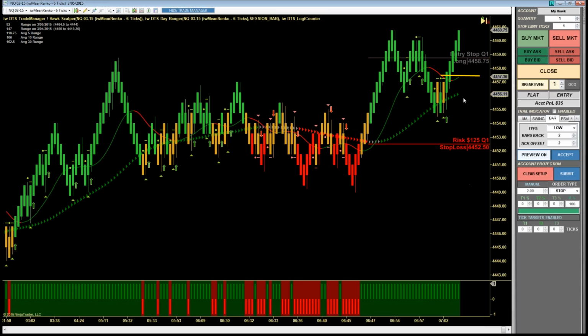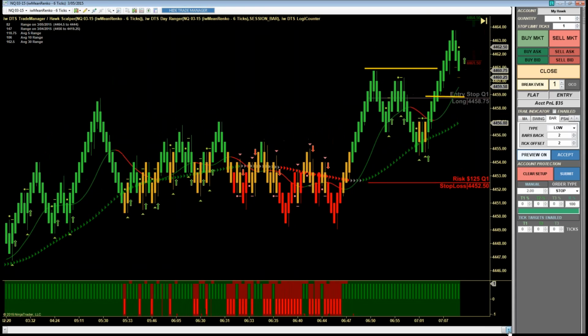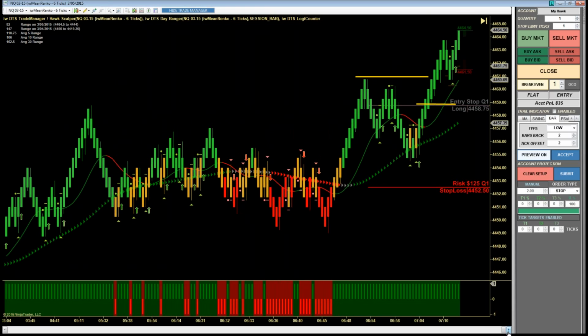Now we encounter the sellers. So this is where the dilemma comes in. I know the sellers are here. I know there's going to be some sort of reaction to the buyers. I do not want to have my stop so tight at this point, break even or not, that the sellers knock me out before the market has a chance to go higher.